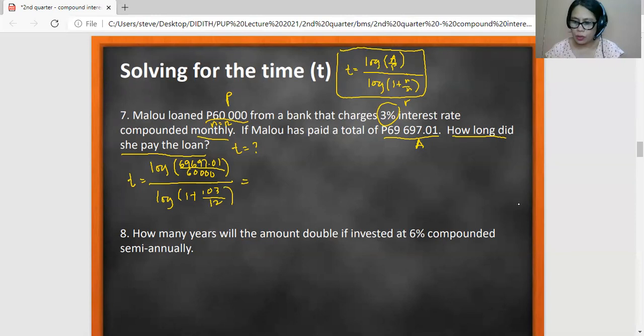So using your calculator, we have 69,697.01. 60,000 is the principal amount. And then log of 1 plus the interest rate, which is 0.03, and this is compounded monthly. So T equals 60 years plus.